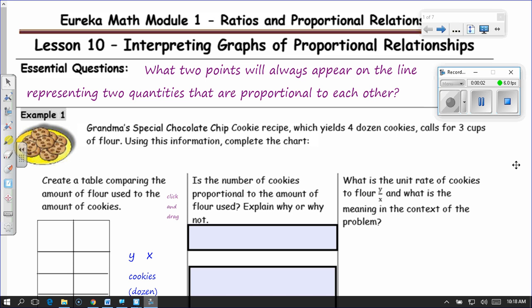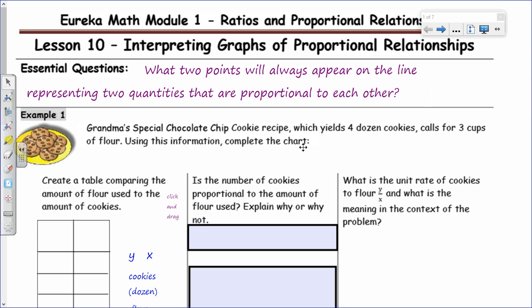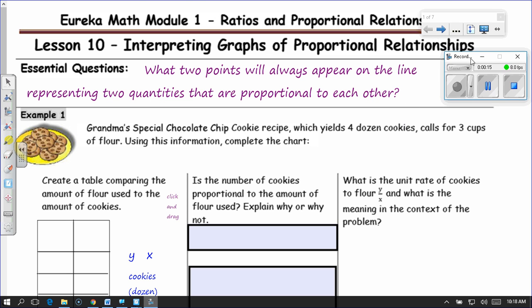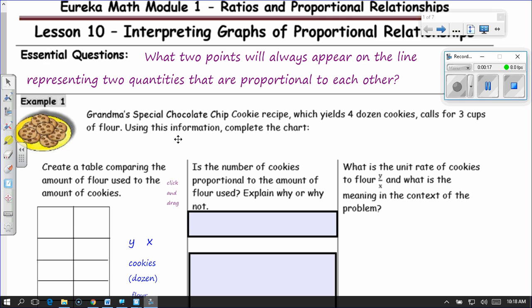Hi everybody, this is Lesson 10, Interpreting Graphs of Proportional Relationships. Your essential question is, what 2 points will always appear on the line representing two quantities that are proportional to each other? Okay, so for our first example, we're going to be talking about Grandma's Special Chocolate Chip Cookies.